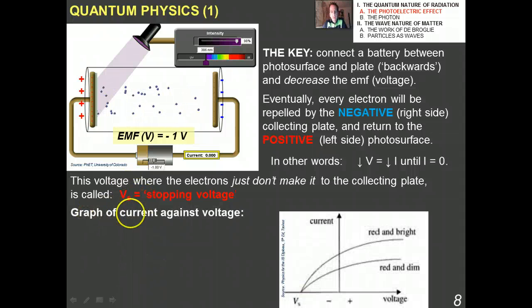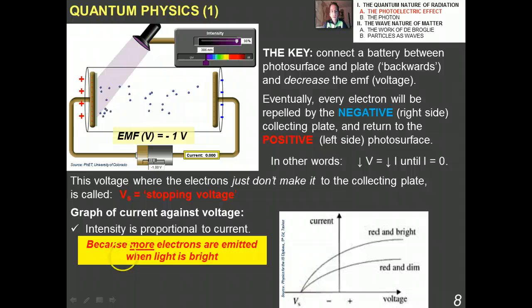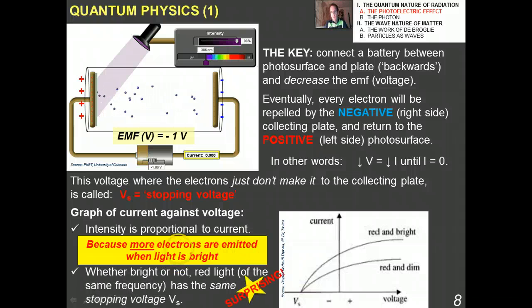Now, if I graph current against the voltage, I get something like this. You can see that regardless of the intensity of the light, in this case two different graphs for red light, red frequency, it doesn't matter what the intensity or brightness is, you still have the same stopping voltage. The graph is still the same shape, but the bright graph is a little bit higher than the dimmer graph. So again, intensity is proportional to current, because more electrons are emitted when the light is bright, and I will prove this again to you in a different way later. Whether bright or not, light of the same frequency has the same stopping voltage. This is surprising according to the classical laws of physics, which I'll talk about a little more in just a minute.